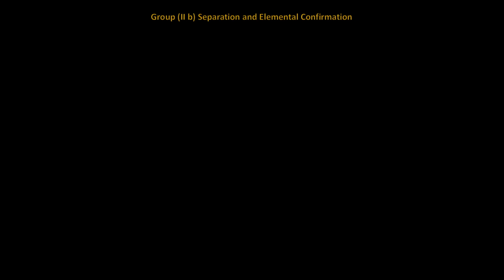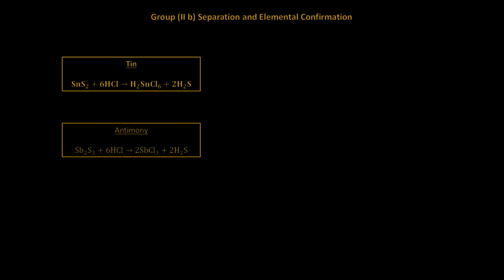I would like to focus on the precipitate that is contained in the group 2B test tube. There are a few reactions that take place that are important to observe. Adding hydrochloric acid to the precipitate dissolves the tin and the antimony. However, due to the very low Ksp value of the arsenic complex, it remains as a residue with sulfur. It is not soluble.